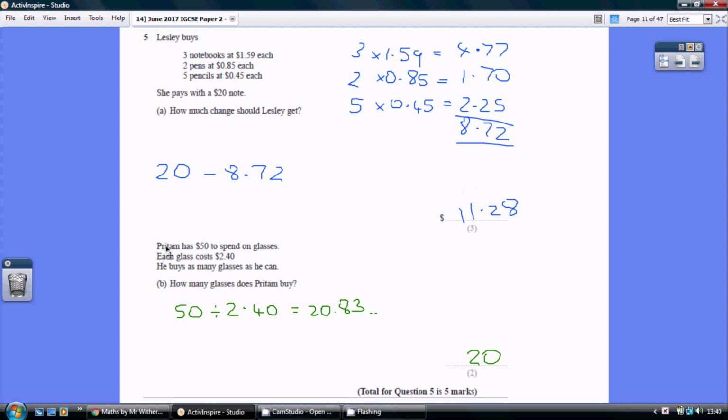Now for part B, Pritam has $50 to spend on glasses. Each glass costs $2.40. Buys as many as he can. How many does he buy? So you start off by doing 50 divided by $2.40, and that gives you 20.83. Now be careful now. Don't do what you normally do when you just sort of round up numbers. Do not put 21 down. What we're saying is that he could buy 20.83 glasses. Well, you can't buy part of a glass. So the number of glasses that you can buy is only 20, and you can have a little bit of money left over. So the answer is 20.